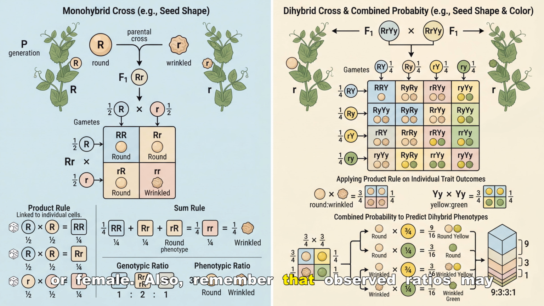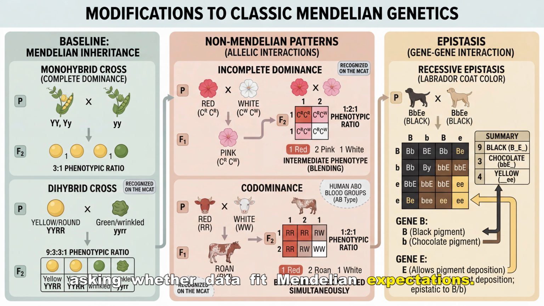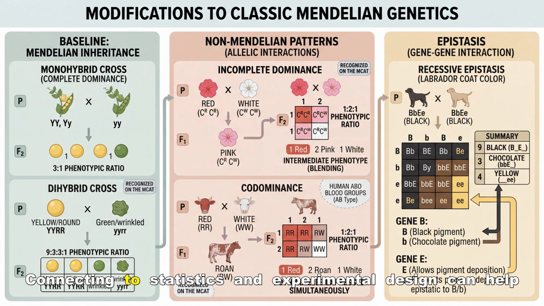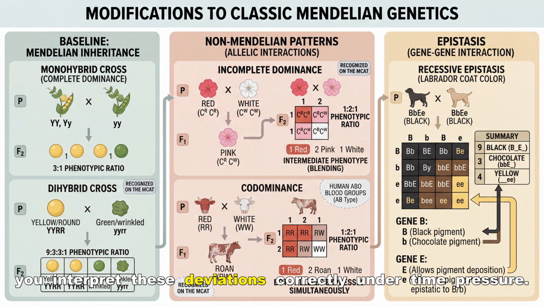Also, remember that observed ratios may deviate from expected ones in small samples. Many passages include chi-square reasoning qualitatively, asking whether data fit Mendelian expectations. Connecting to statistics and experimental design can help you interpret these deviations correctly under time pressure.